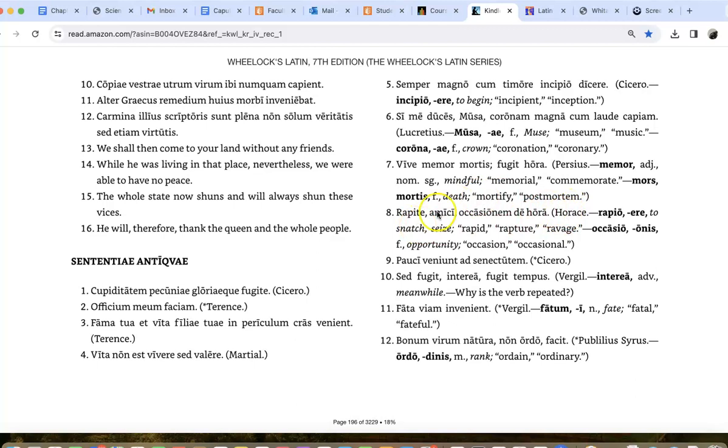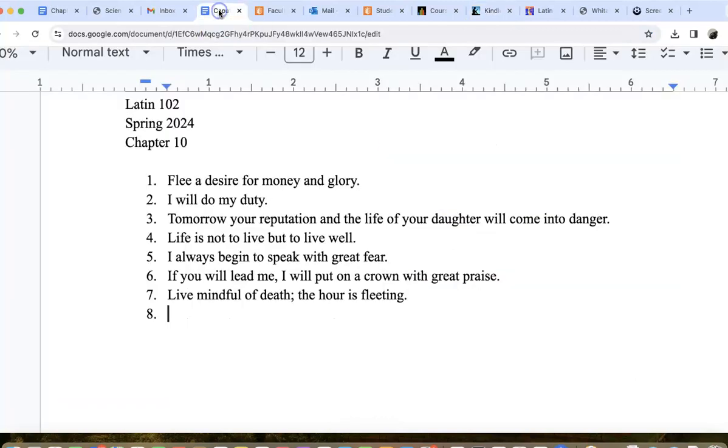So here we have one of Horace. Rapite, amici, occasionem de hora. Rapite, to snatch, to seize. Take the occasion of the hour, my friends. Of course, Horace elsewhere said, carpe diem, seize the day. So seize the occasion of the hour, or I guess they want to use opportunity. Seize the opportunity of the hour, my friends.